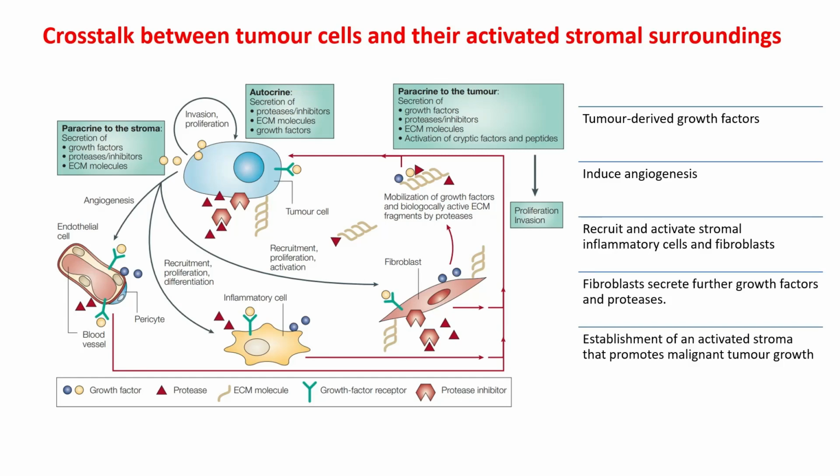And the tumor over here secretes some growth factor, and this growth factor in turn induces angiogenesis and also recruits some inflammatory cells, fibroblasts, and these things further secrete some proteases, and at the end it leads to the activation of the stroma, and this activated stroma will lead to tumor malignancy. It promotes malignancy of the tumor, and that's the main reason why you see higher mets. So that's how these things go on at the tumor biology level.